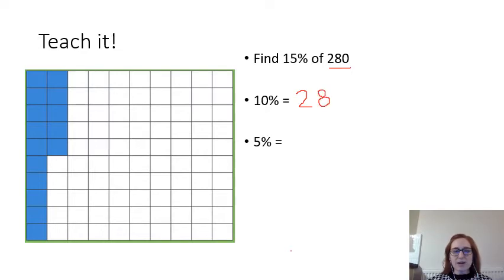If I wanted to find 5%, I would halve the 10% to find 5%. What is half of 28? Half of 20 is 10, half of 8 is 4, giving me 14. So if I want to find 15%, I can combine them again. 28 plus 14: 8 plus 4 is 12. And I've got 20, add 10, plus the 12, giving me 42. That means that 15% of 280 is 42.